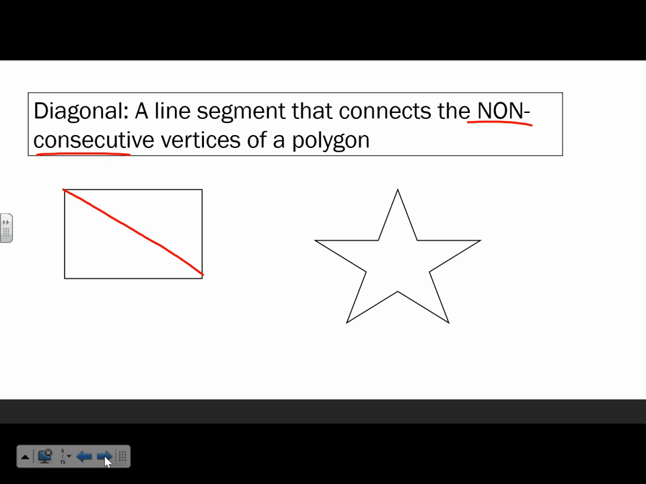Some of you probably wonder, why do we have to go over that? Because you already know what a diagonal is, and that's great.